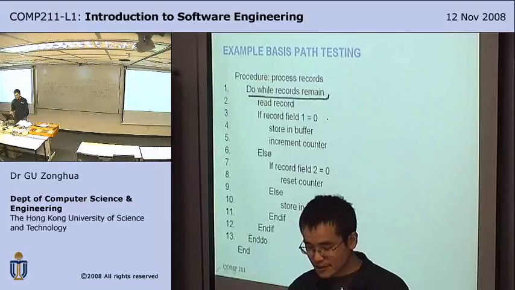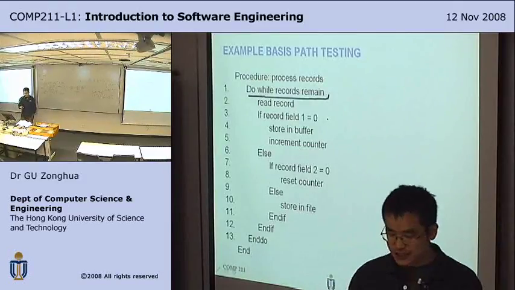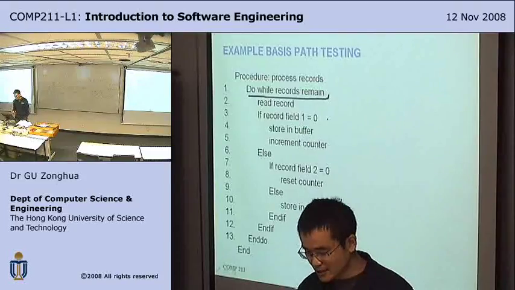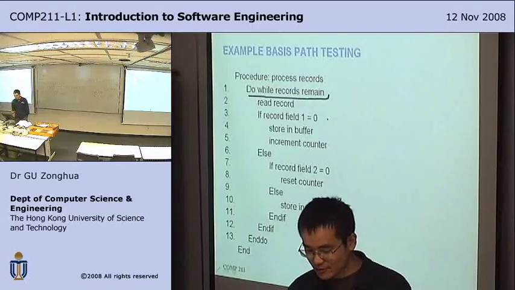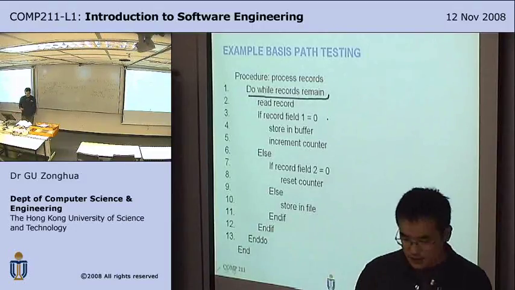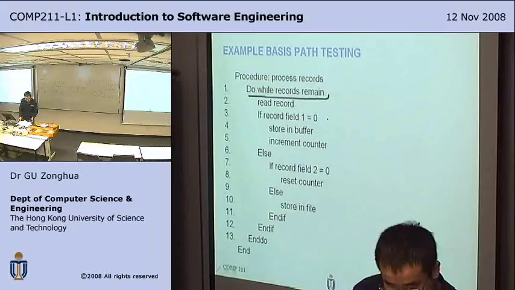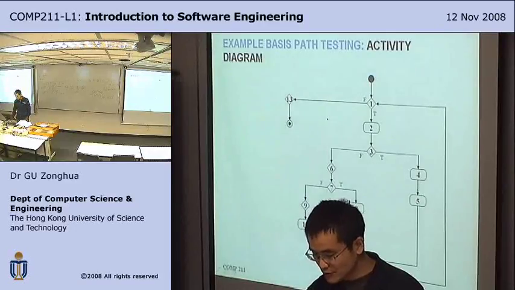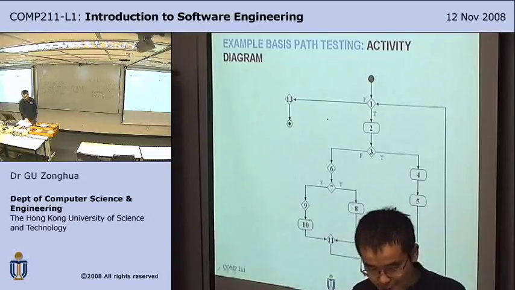Whenever you encounter a record with field 2 equals 0, you reset the counter. And if the record field 2 is not 0, then you can store the information in the file. So essentially it's doing some counting. The exact functionality is not important. So we draw the activity diagram for it, where each node represents a statement.